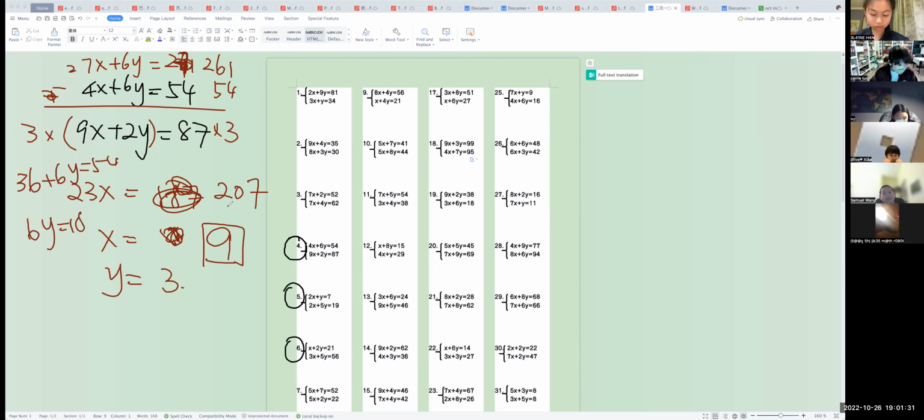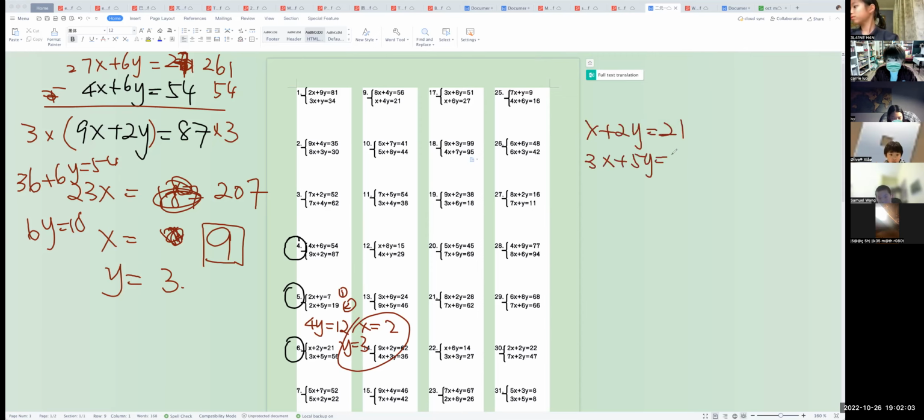I have a feeling everyone got that right because Daniel said it in public chat. Daniel，我跟你说啊，不许 set up public, okay? So number 2 is easy. Number 5 is easy, just a 2 minus 1. So 4y equals 12, so y equals 3 and x equals 2. Okay, so last but not least, x plus 2y equals 21 and 3x plus 5y equals 56.